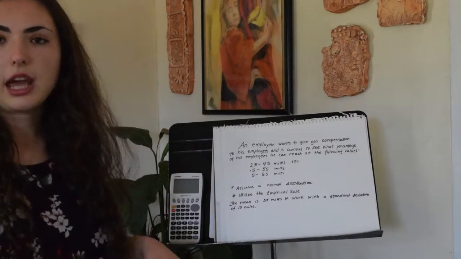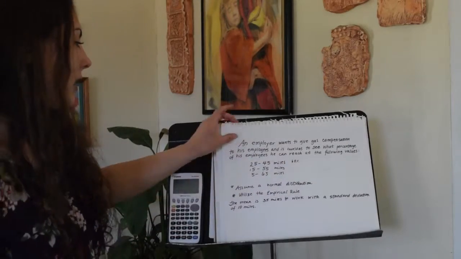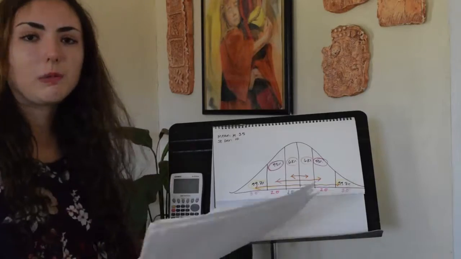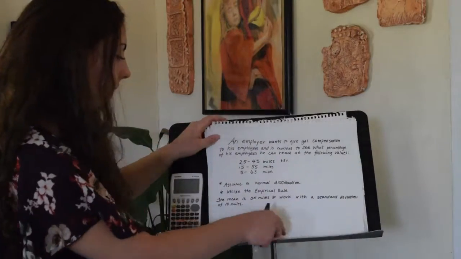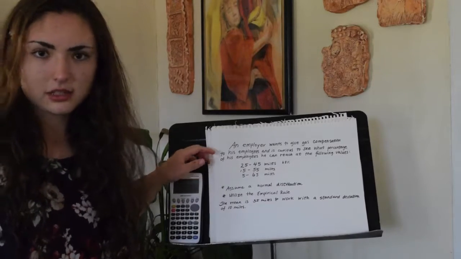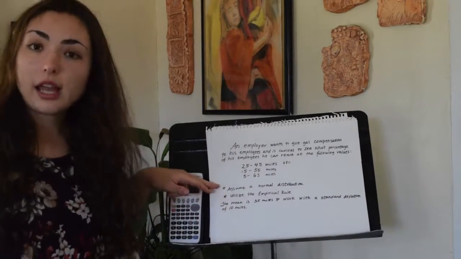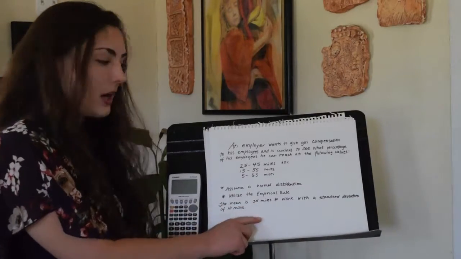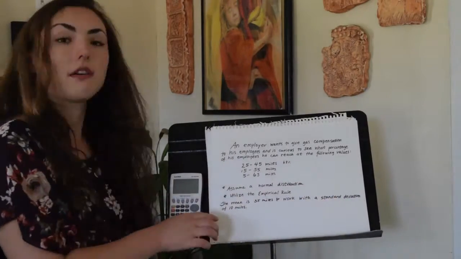And then we're going to be looking at how the 68%, 95%, and 99.7% will apply to these values later on. So we're going to assume a normal distribution because that's the requirement, and we're going to be utilizing the empirical rule, and then it says the mean is 35 miles and with a standard deviation of 10 miles.